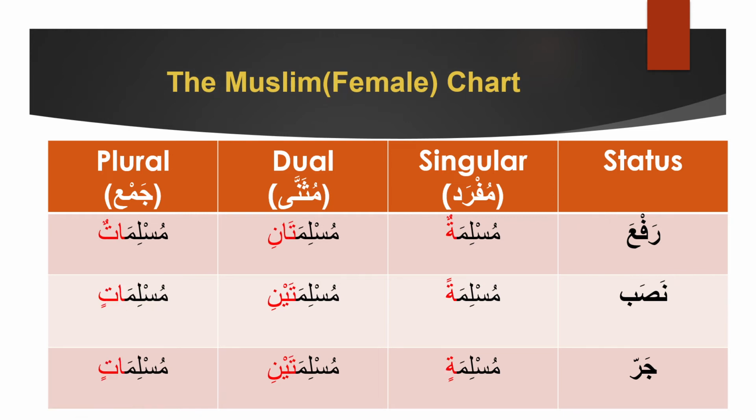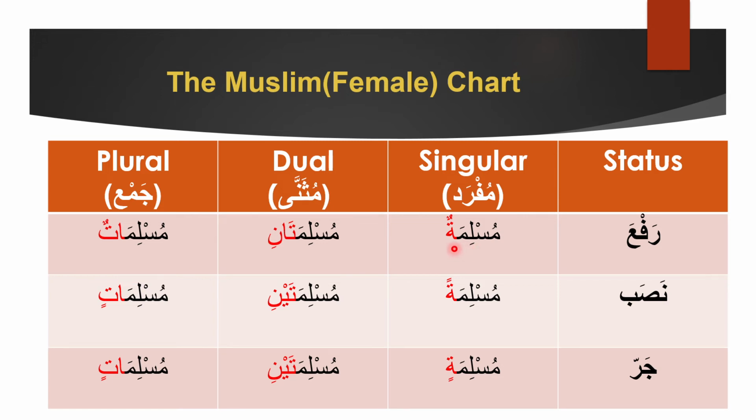So in the previous slide, I made a very bold claim that learning one 3 by 3 chart can give you status, number, gender of something. How? Well, you can look at this chart. Compare this chart with the previous chart and see what's the difference. You will find the difference being ta over here. Along with the meem, there's an added ta. In the last chart, it was just Muslimun. But over here, it's Muslimatun.